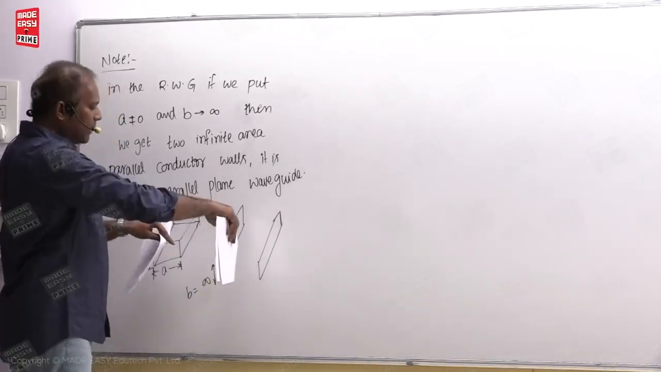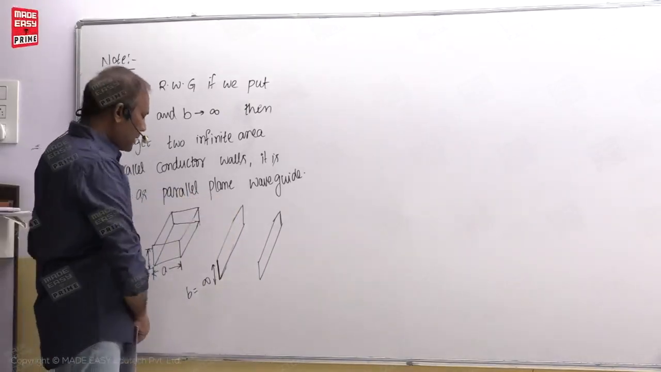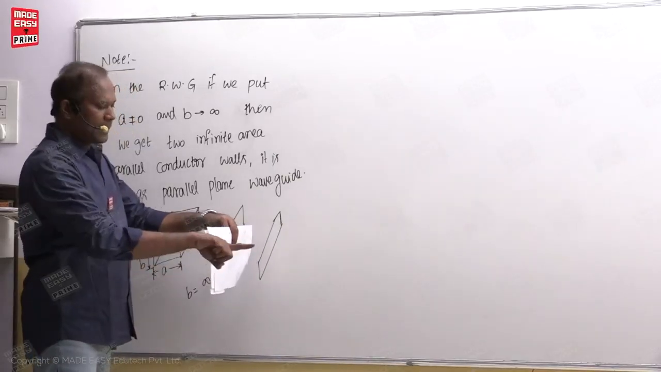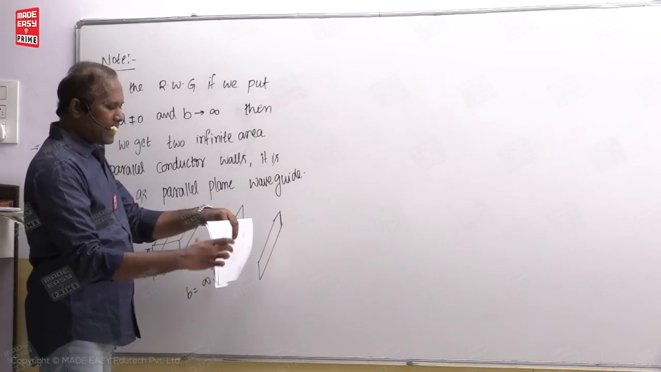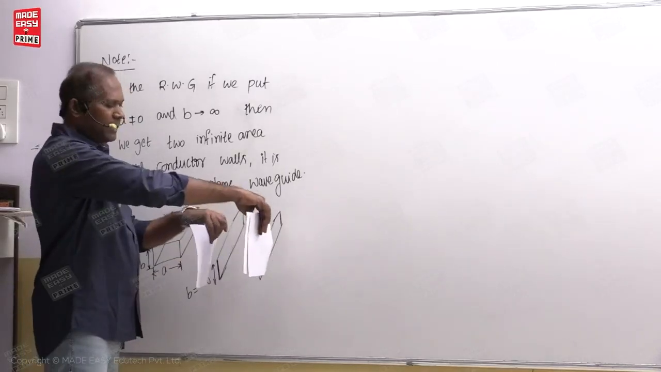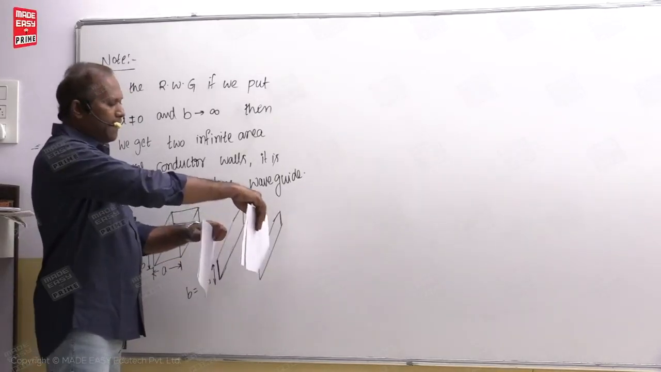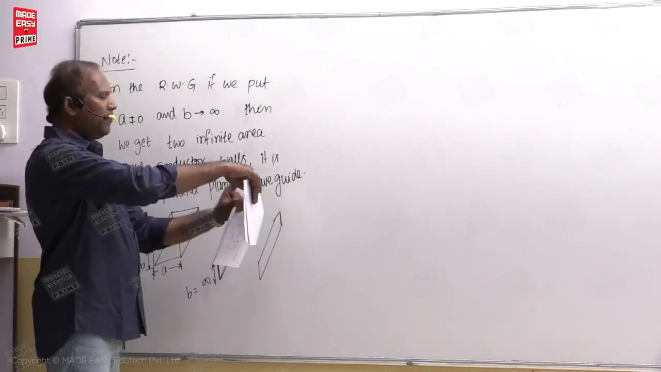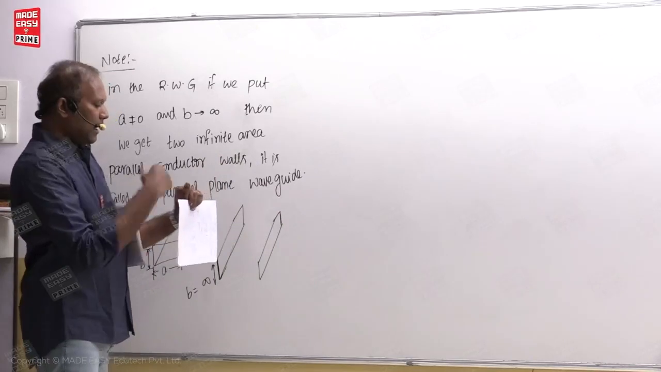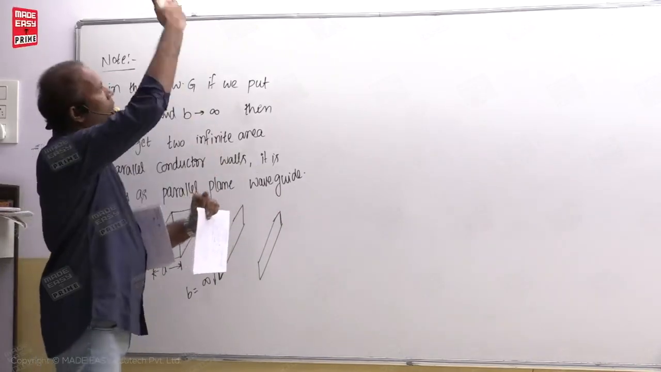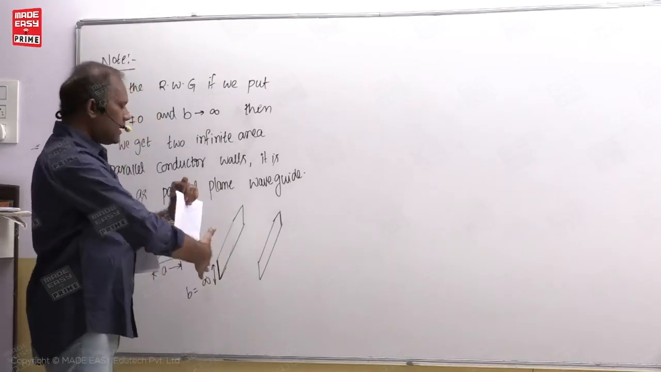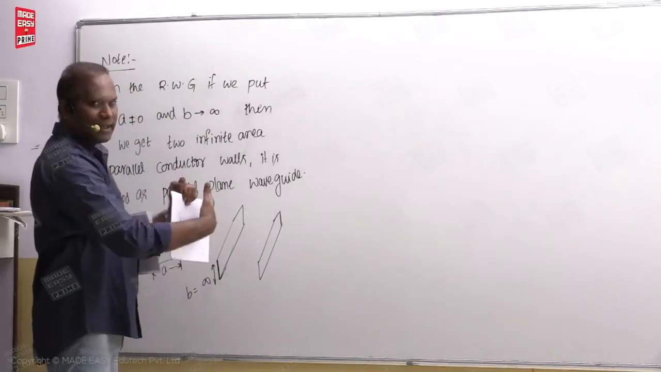So we were taking this as the x-axis. Then in the x direction, a, the width, is finite. Then b is infinity. B infinity means the height of this conductor is up to infinity. The bottom side is also infinity. This is an infinite area conductor plate.